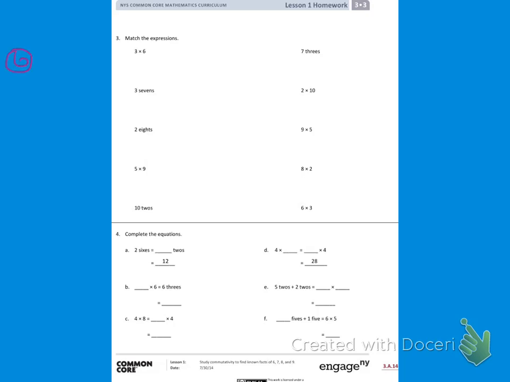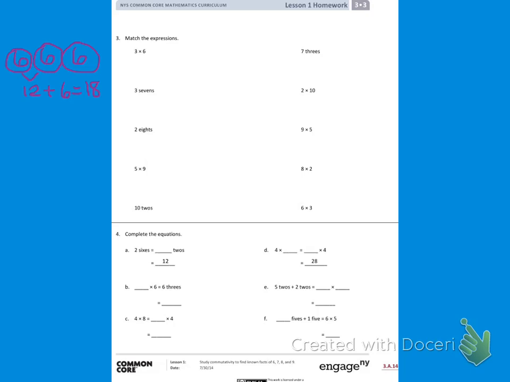1 group of 6, 2 groups of 6, and 3 groups of 6. 6 and 6 is 12. Plus the other 6 is 18. So if the commutative property of multiplication works correctly, I should be able to switch the order of the factors, 3 and 6, and make them 6 groups of 3 and still get 18. So let's see if that works.